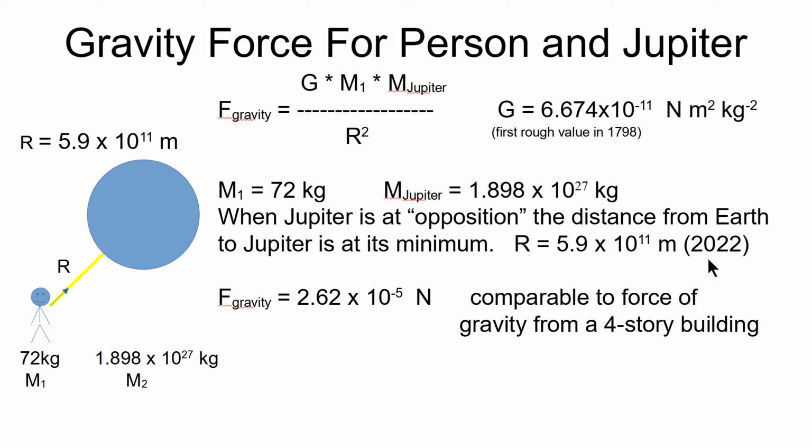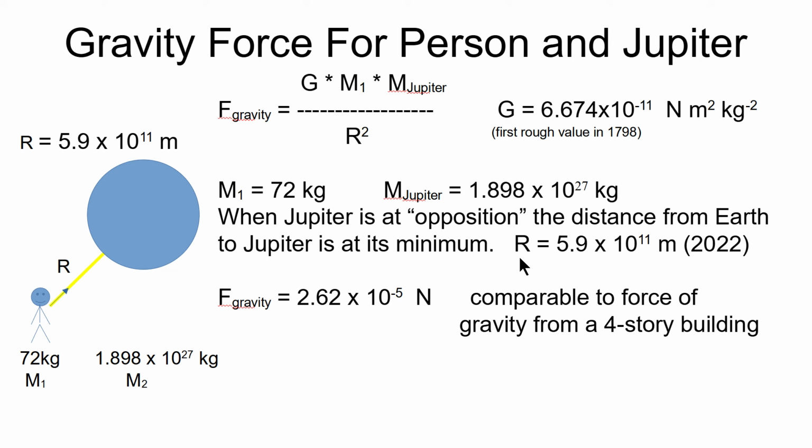And in 2022, Jupiter was, the way the orbits work out, Earth's orbit's elliptical, Jupiter's orbit's elliptical, and at the time when Jupiter was opposite in the sky to the Sun, that's when we have our minimum distance from the Earth to Jupiter, and that number was roughly 5.9 times 10 to the 11th meters. I am ignoring that this number is from center of the Earth to center of Jupiter, but the person is standing on the surface of the Earth. I'm ignoring that difference. It's small compared to this number.